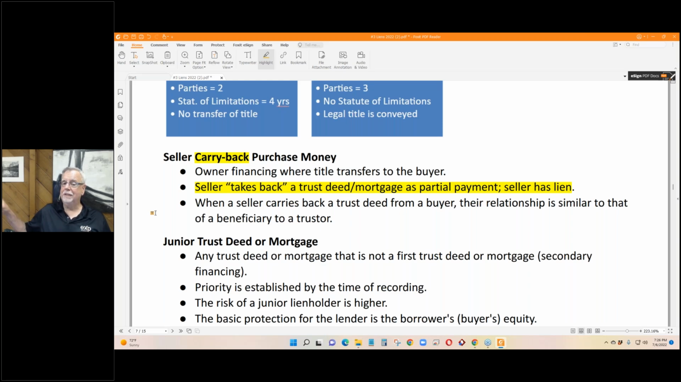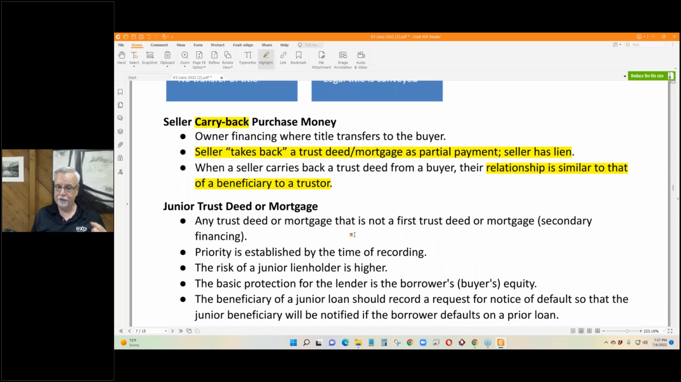So that the buyer didn't need to have as much of a down payment, only 10% instead of 20. So the buyer would have more money, maybe they could buy down their interest rate. And that would mean that instead of getting 10% of the sales price, the seller is getting a piece of paper saying that they're owed that. The relationship is similar to a beneficiary to a trustor. Remember, beneficiaries are lenders, trustors are borrowers.